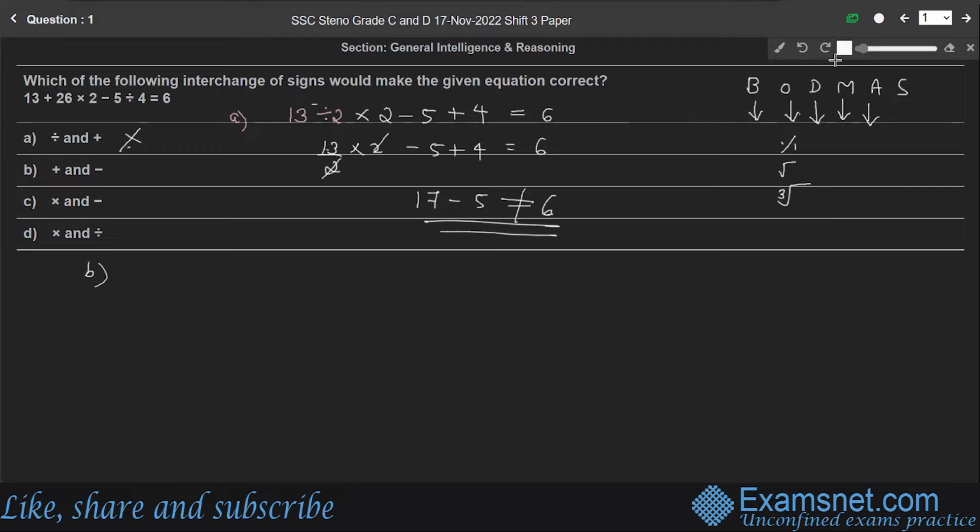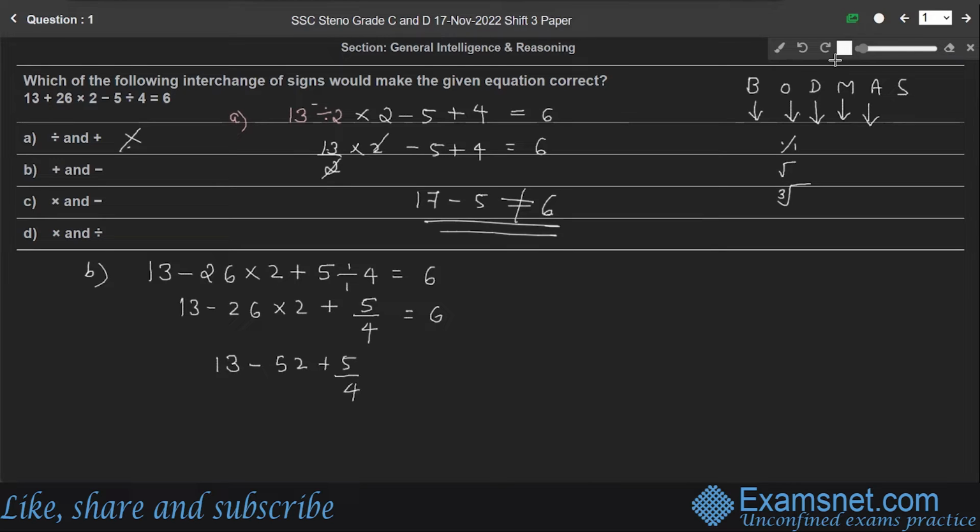Next one. Let us interchange plus and minus. The given equation becomes 13 minus 26 into 2 plus 5 divided by 4, should be equal to 6. Here again, according to the BODMAS rule, let's begin with the division, 5 by 4. We'll leave this 5 by 4 as it is. Next comes multiplication. So 26 into 2 is 52.